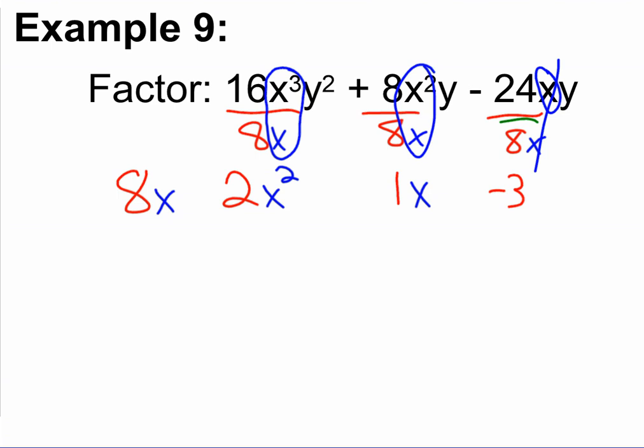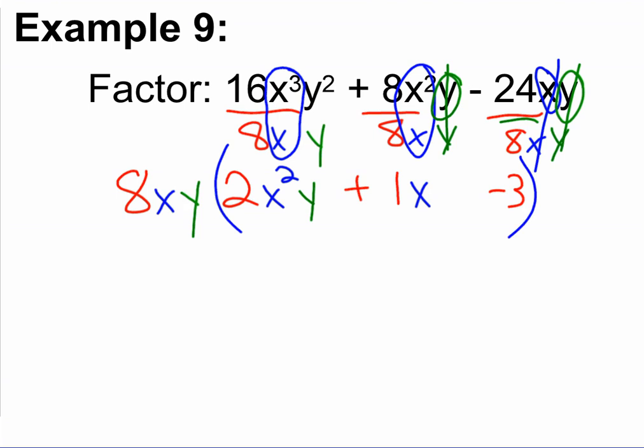Now we're going to do our y. My smallest amount of y is y. So that means I'm going to take out a y as part of my GCF. Divide everything by y. My first term is going to end up being 1y left over. The y's cancel on my other terms. Make sure you have signs between, parentheses, and there is your final answer.